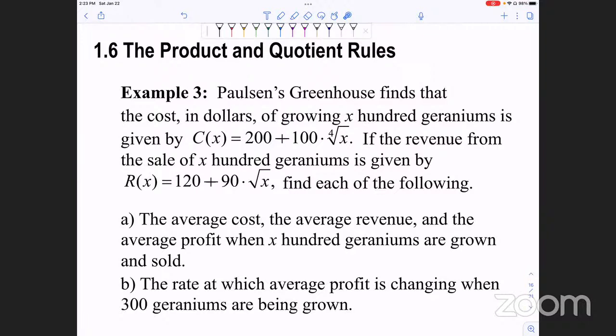Sounds like the derivative, right? It says the rate at which the average profit is changing when 30 geraniums are being grown. So that sounds like the derivative of our average profit function. Okay.